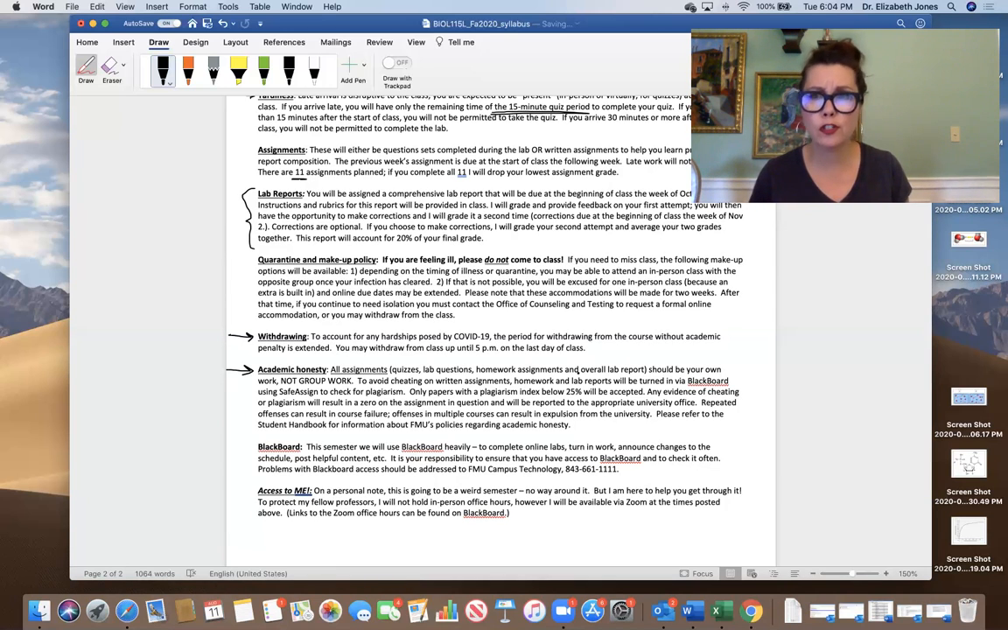Now, one way that I can ensure that no one is cheating is we're going to use Blackboard. You're going to turn things in to me via Blackboard, particularly written assignments. And what Blackboard is going to do is use a database called SafeAssign, where it compares your writing to internet sources and to other student writing. And it will send back a report to you and to me that will give us what's called a plagiarism index. Basically it looks at how much of your paper is similar to other papers that are out there, okay? Only papers with a plagiarism index below 25% will be accepted.